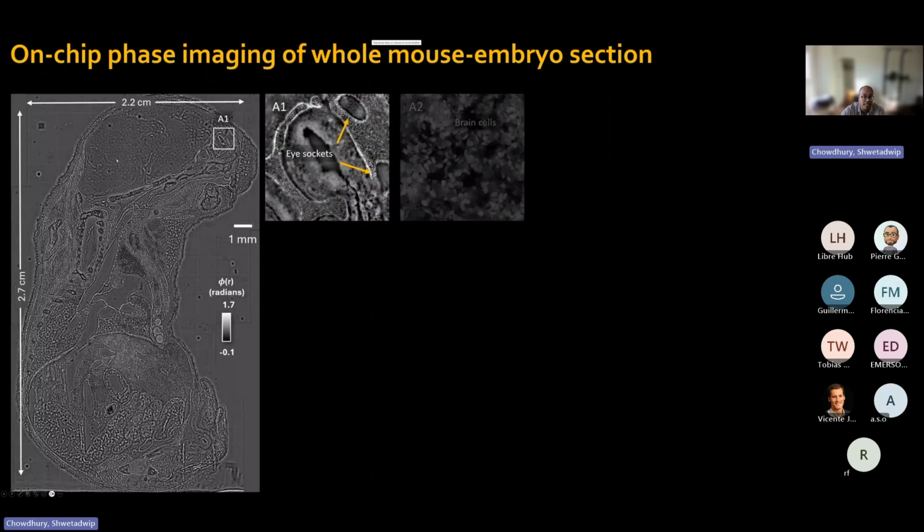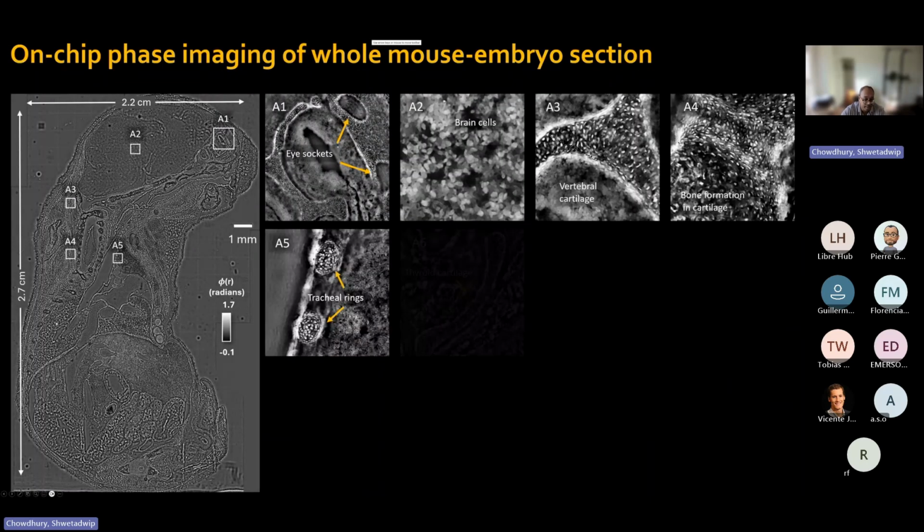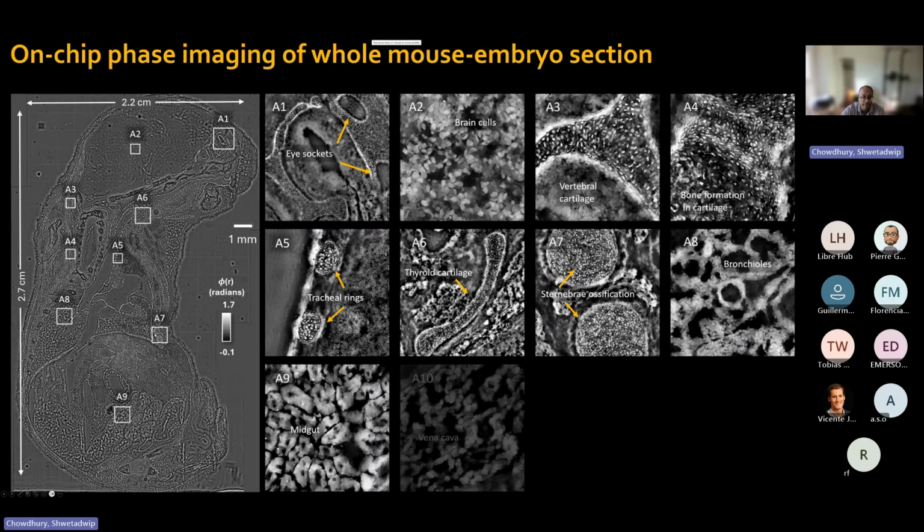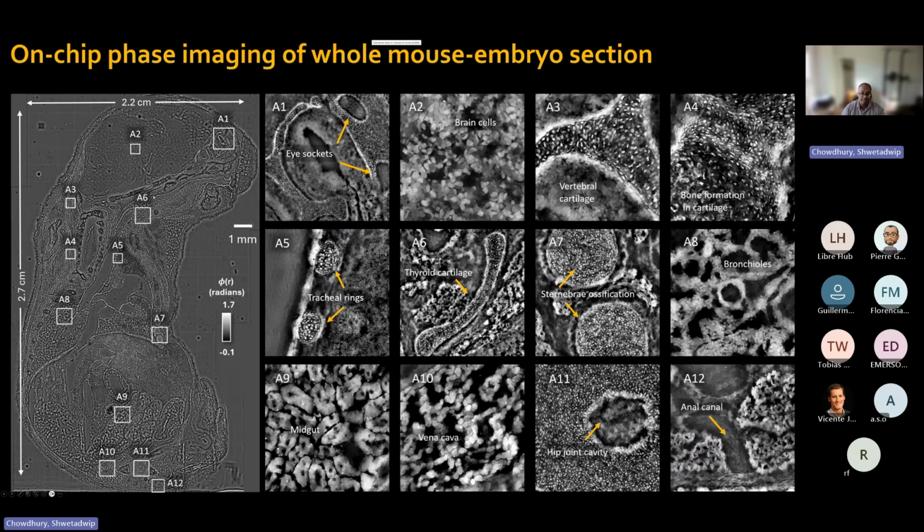We're pushing this for larger and larger samples. This is a mouse embryo, multiple centimeters of field of view. And we can really see the diversity of features across the sample that we're able to see because it's a large field of view imaging system.